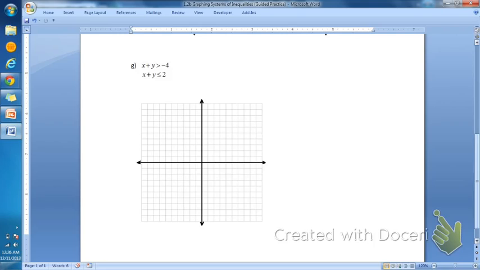In example G, our two inequality statements are currently in standard form because our x and y terms are on one side and then our constants on the other side of the inequality symbol. Had these been equations, my preference would be not to convert this to slope-intercept form. Remember, there is another way to graph equations, and that's using the x and y intercepts. But because these are inequalities, inequalities can be tricky.